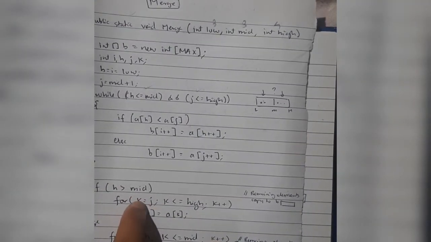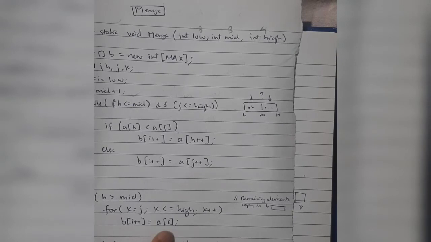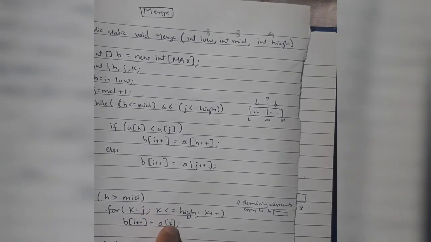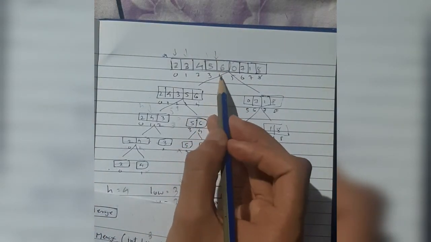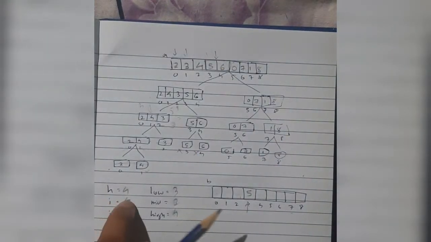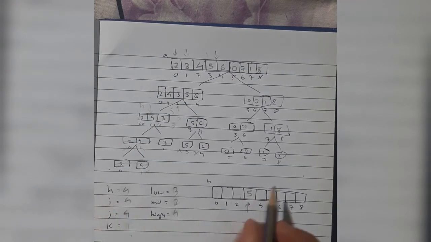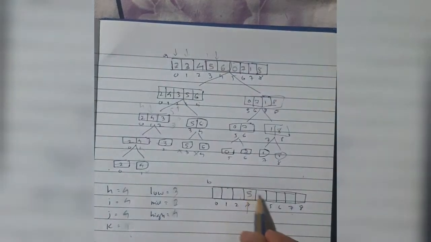In this line of code, k will be running from j to high. J to high means 4 to 4, means only one iteration, it will be running for 4. So when it is running for 4, see here, a of k will be in b of i plus plus. A of k is j. A of j will be in b of i. What is a of j? A of 4. A of 4 will be in b of i. 6 will be in b of i. I is 4. So b of 4 will have this one, a of 4. 6 will be coming here.